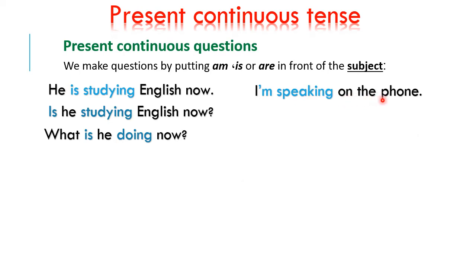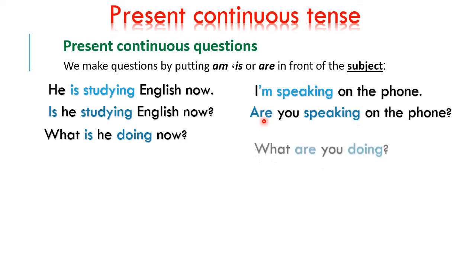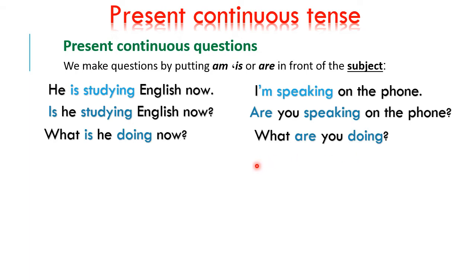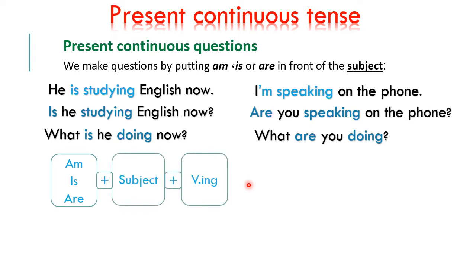To change it into a question, it will be, are you speaking on the phone? The verb to be will be in front of the subject. And the WH question will be, what are you doing? So always remember the form of a question in the present continuous will be am, is, are, plus the subject, plus verb with ing and the rest of the sentence.